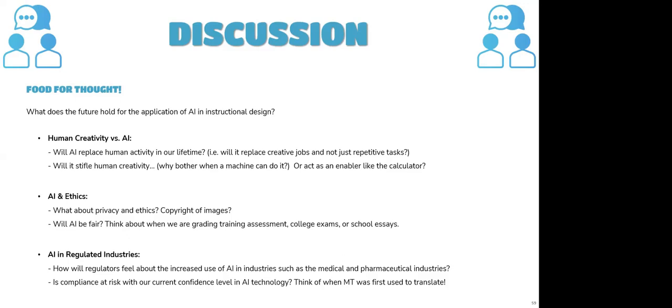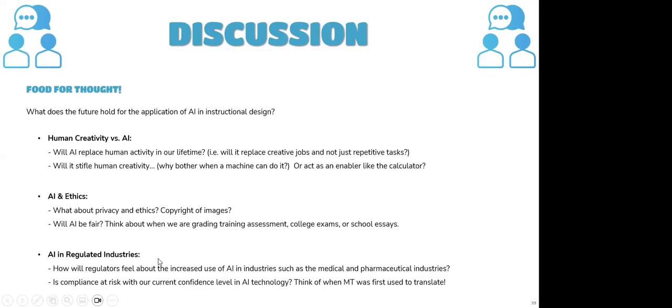Will AI be fair for grading people, not just in professional training, but if it's someone in college for an exam? If an AI algorithm is grading one of your children's essays in school and they're getting a really good mark or a really bad mark, how sure are we that there's no bias in the system with how it's grading it?